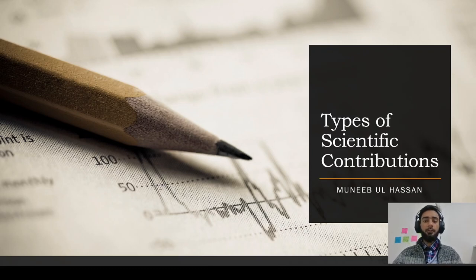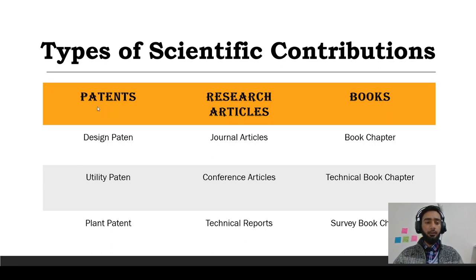Today we'll be discussing the types of scientific contributions that we normally deal with while doing scientific research. There are basically three major categories. First of all are patents, the second are research articles, the third one are books.